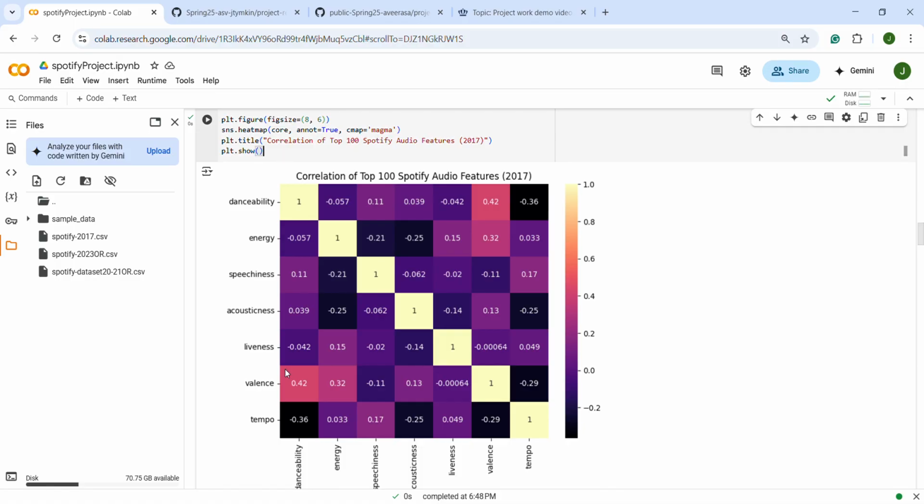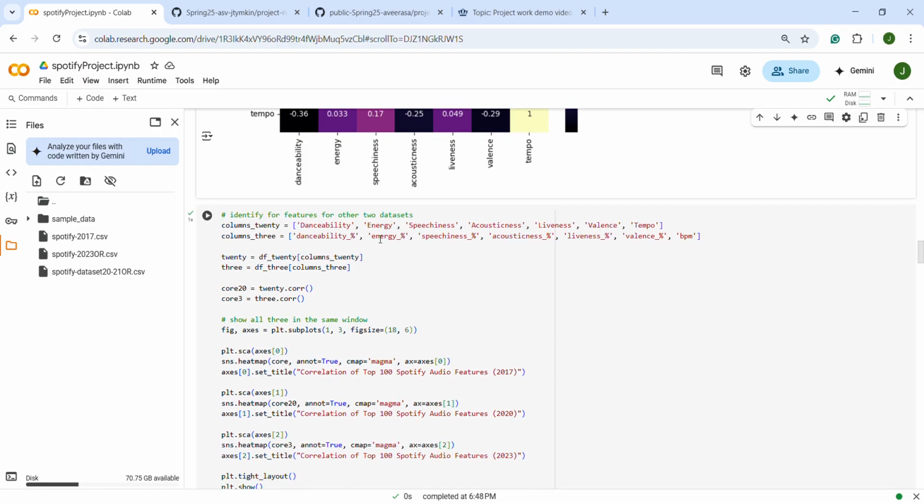Initially, I thought that danceability and energy would be the highest, just because when you think of dancing songs, you think they're high energy. But that obviously was not the case, especially for 2017. This could indicate big outliers, but, well, hold on, I'm getting ahead of myself.